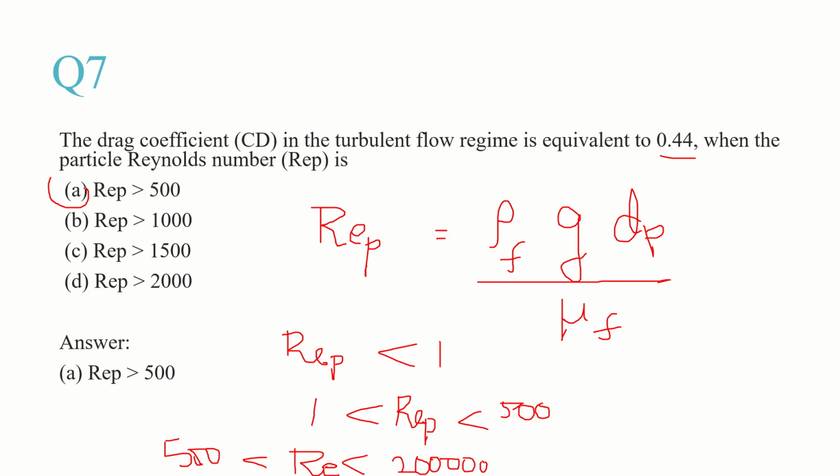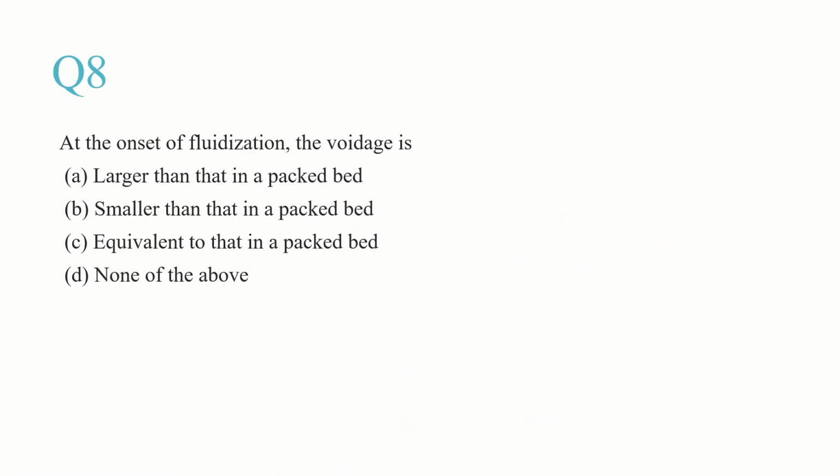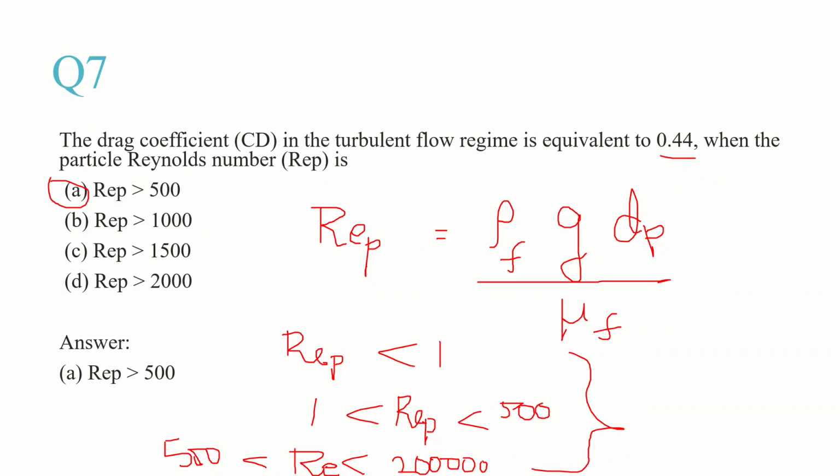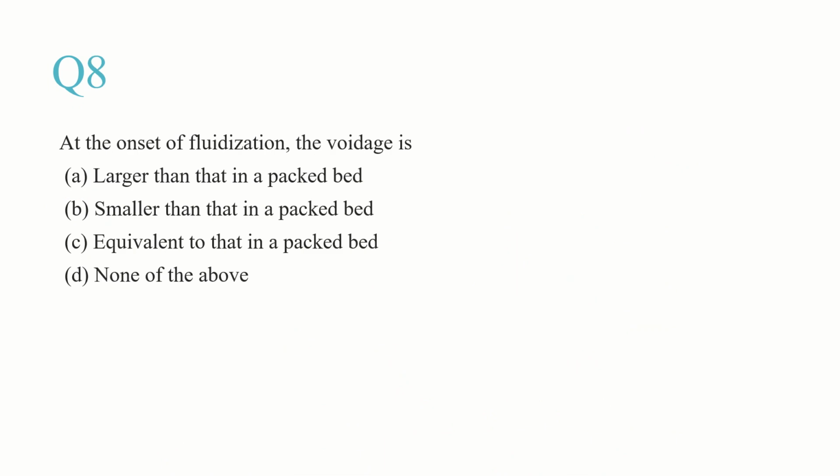Since the criterion generally is exceeding 500, we associate it with the turbulent flow regime. Depending on the regime, the calculation formulas, like those for terminal velocity, everything varies. So it is an important parameter to identify the flow regime in the case of a fluidized bed or a packed bed. So the value is Re_p greater than 500. Now we'll go to question 8.